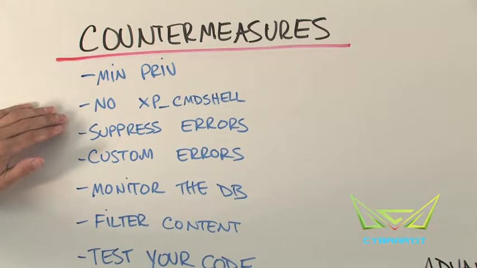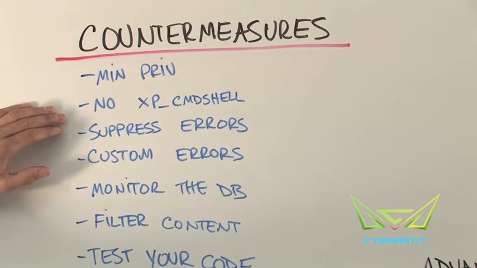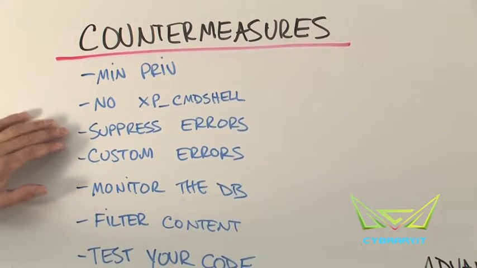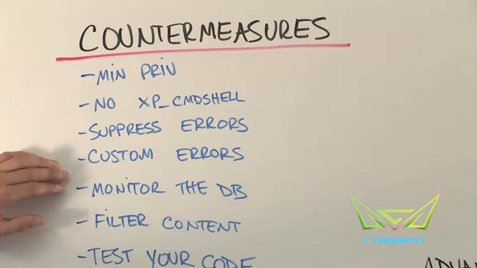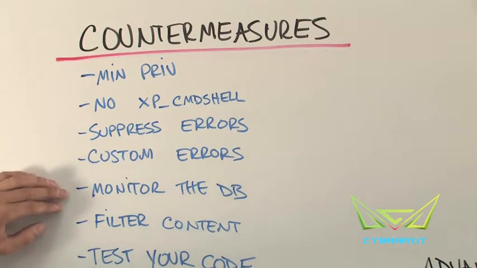Hopefully you don't allow me to interact with the XP command shell. That cuts off half of the things that I can do in terms of interacting with the operating system, doing things like pinging and trace routing and IP config and things like that. Hopefully you're suppressing error messages. The more information I get in terms of error messages, hey, table so-and-so not found. Well, now I know your table name. So if you suppress those error messages or use custom error messages, that's much better.